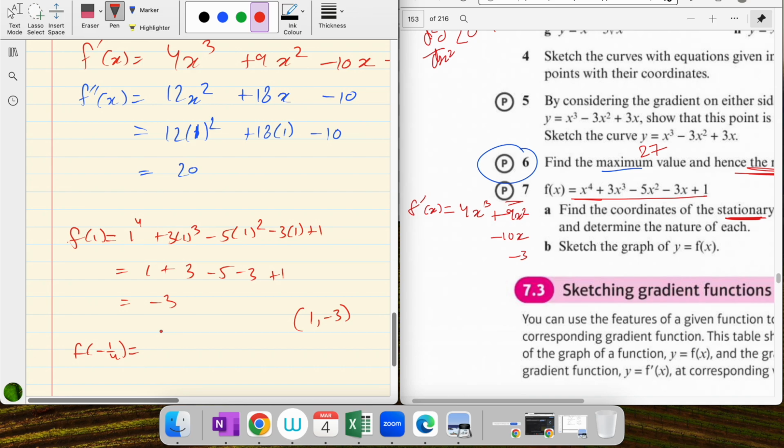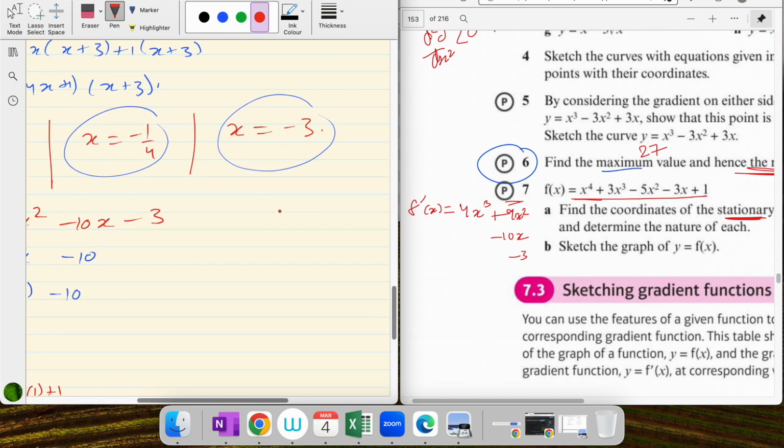Negative 1 by 4 to the power 4 plus 3 into negative 1 by 4 cubed. Quickly rechecking it. Minus 1 by 4 squared, and 3 into negative 1 by 4 plus 1. Okay, that is it. I'm writing it in decimals. So negative 1 by 4 and 1.39. Okay, the third point is negative 3.